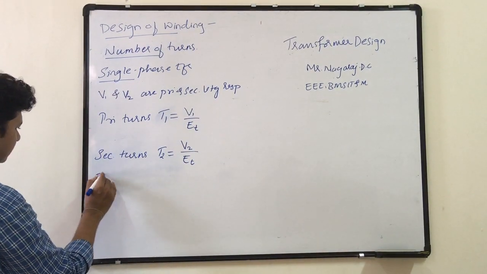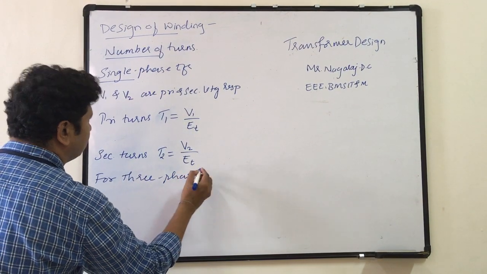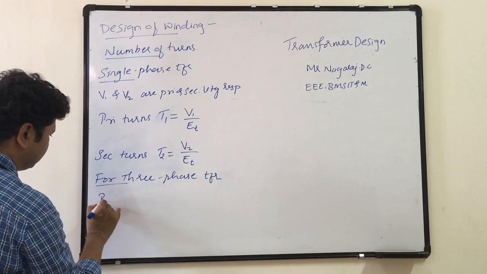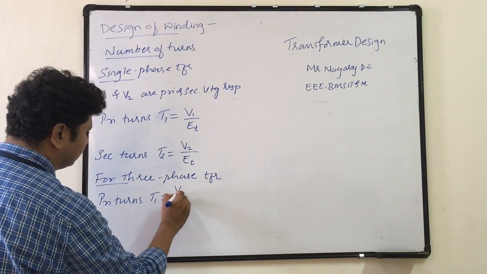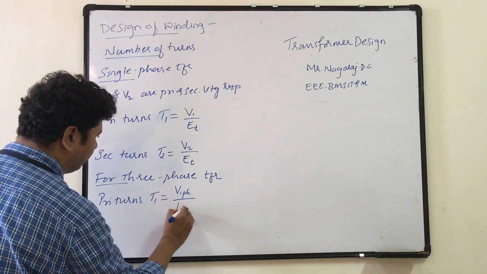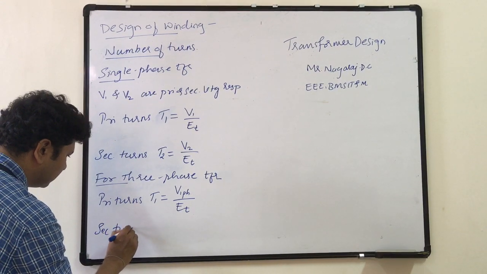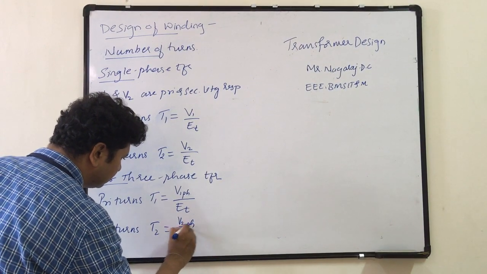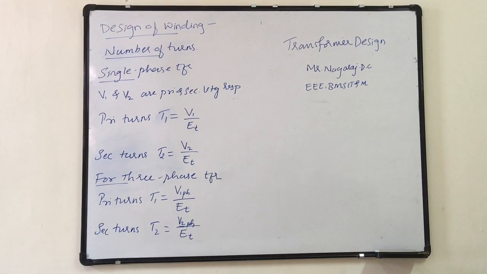For a three phase transformer, primary turns T1 is equal to V1 ph divided by Et, and secondary turns T2 is equal to V2 ph divided by Et. V1 ph divided by Et, V2 ph divided by Et.